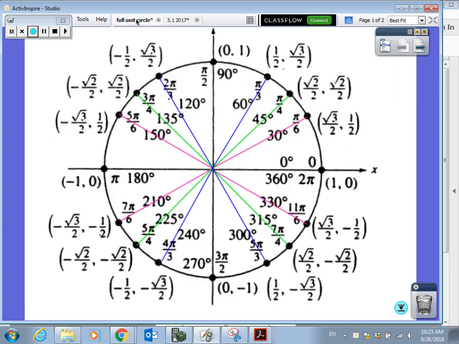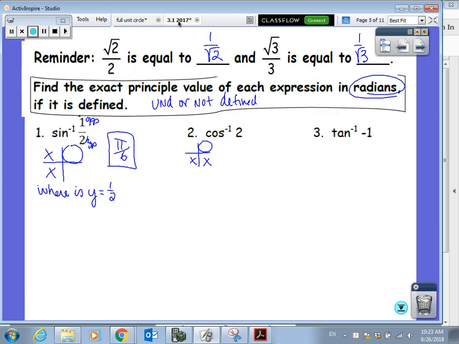So we look at our unit circle. Where is x equal to 2? Well, there's nowhere it's equal to 2. So that means 2 things. Either we have to draw a triangle because it's not on the unit circle, or it's not defined. Those are 2 options. So if we try to draw that triangle in quadrant 1, here's our angle that we're looking for.